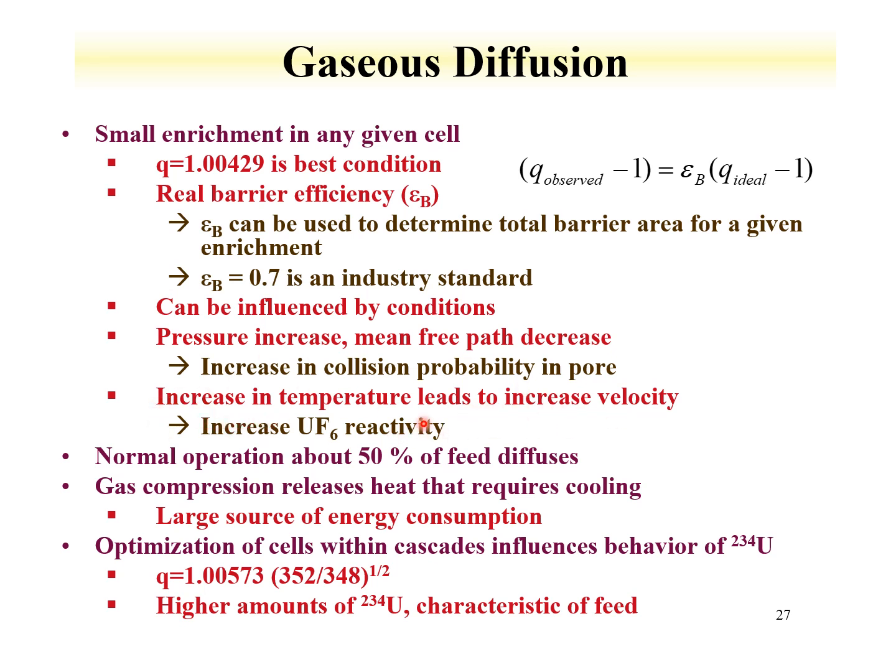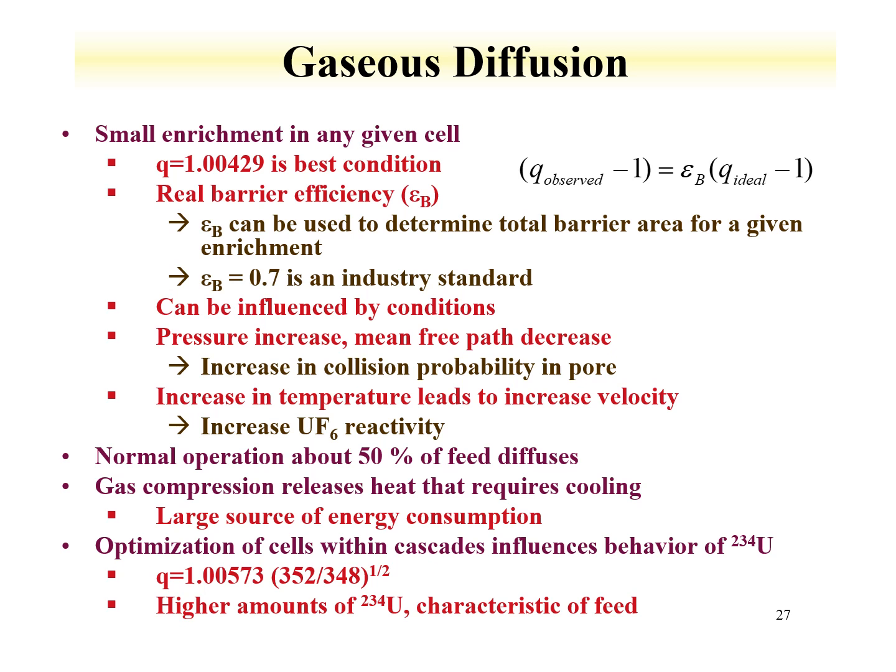An increase in temperature leads to an increase in velocity, and this can also increase the uranium hexafluoride reactivity. So the uranium hexafluoride does react with the system, and obviously increasing the temperature leads to that. In normal operations, about 50% of the feed diffuses, and in order to optimize separation, one has developed cascades.